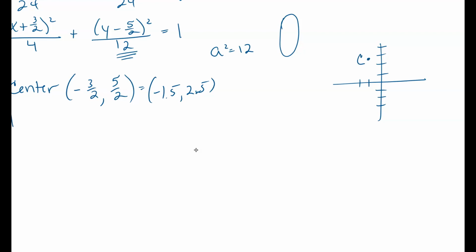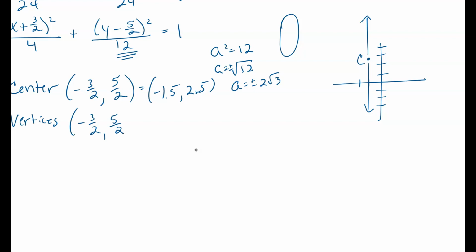But then I'm going to have to add or subtract to get my vertices. I've got to use a. Okay? So I take the square root of 12, and that's going to give me 2 root 3. So I have to add a 2 root 3. Now we're going the long way, which means I have to add it in this direction and this direction on my ellipse. So 2 root 3, I do it vertically, is really the following: negative 3 halves, then it's 5 halves plus or minus 2 root 3. Good enough for me.